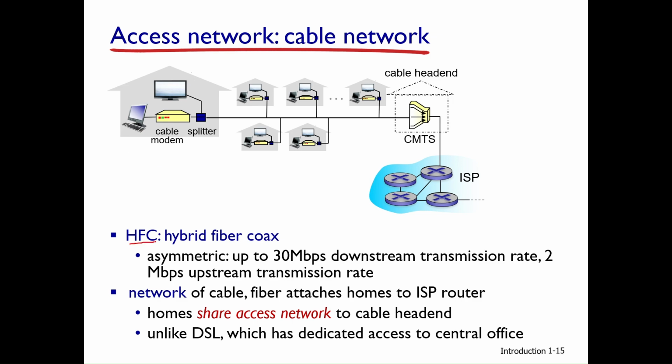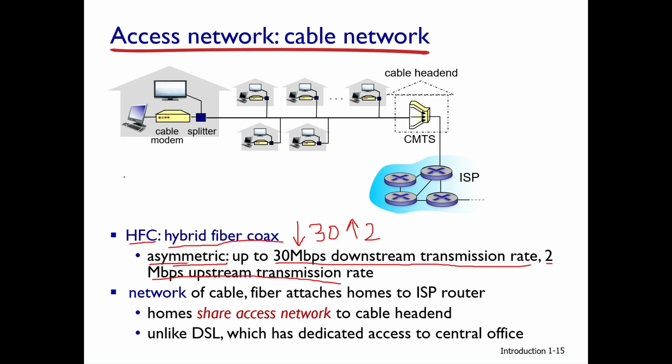Next we have HFC, hybrid fiber coax. What is hybrid fiber coax? It's asymmetric: up to 30 Mbps downstream transmission rate and 2 Mbps upstream transmission rate.